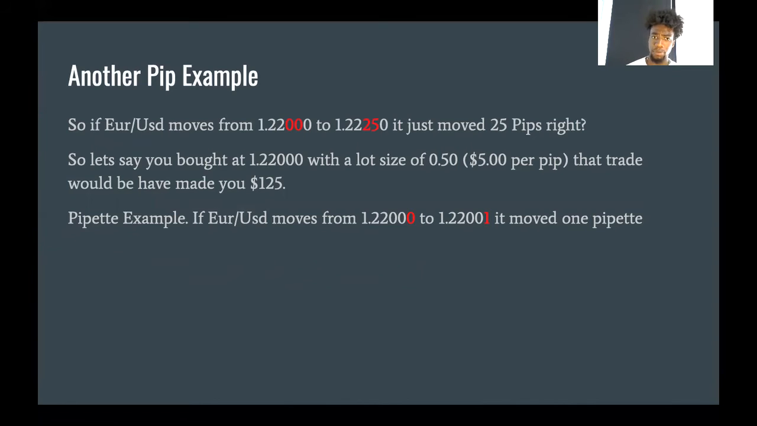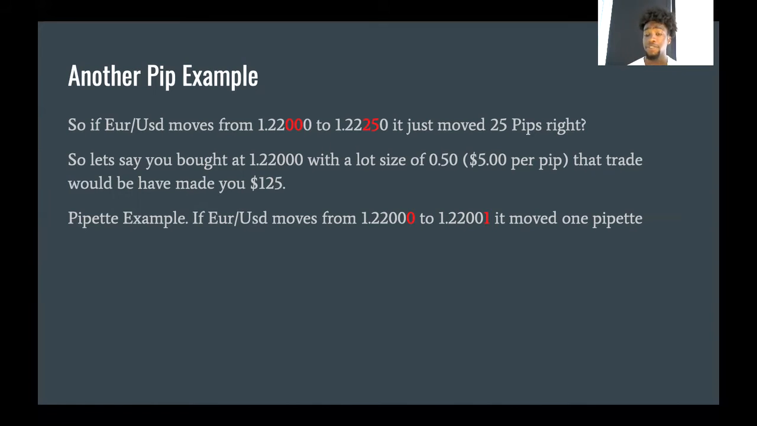So let's do another example of a pip. If Euro USD moves from 1.22000 to 1.22250, it just moved 25 pips, right? So let's just say you bought into price at 1.22000 with a lot size of 0.5. This lot size is going to be $5 a pip. So now you're making $5 a pip and you just caught 25 pips. So now you just made $125, right?